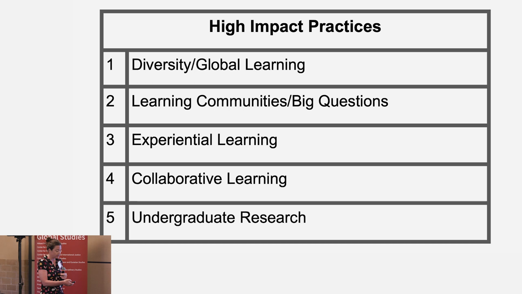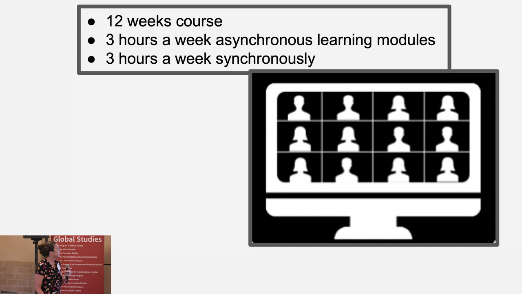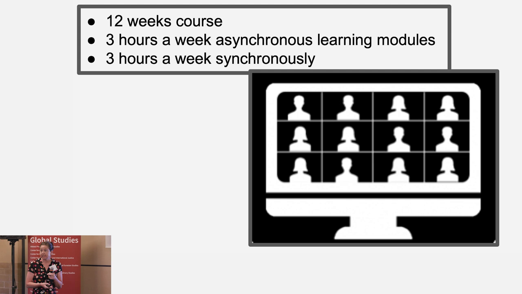Our students are Porterville College students in California's Central Valley, nice picture, the Sierras in the background, and then Erbil Polytechnic University, particularly women in Kurdish Iraq with that university. We've created a 12-week course. It's designed to have 3 hours a week of asynchronous learning modules that the students engage in on their own, and then they'll work 3 hours a week synchronously with our binational meetings that we'll hold on Zoom.